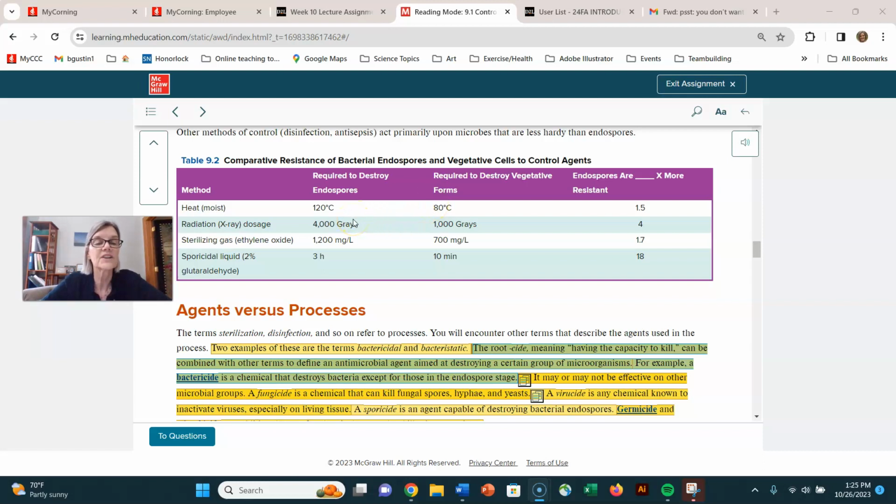Higher doses of radiation are needed to inactivate endospores. Higher doses of certain gases that we use to sterilize, and certain liquids we can use to sterilize, are needed to inactivate endospores. So endospores are much more resistant to environmental pressures than vegetative cells.